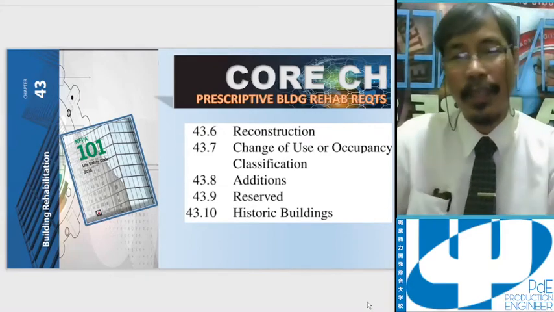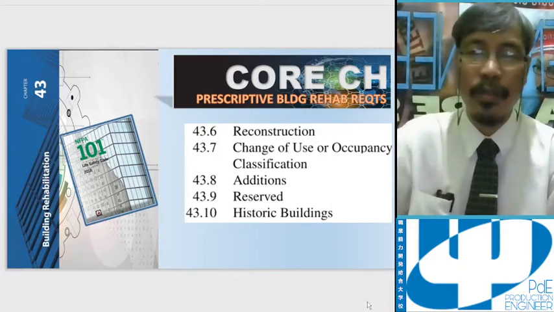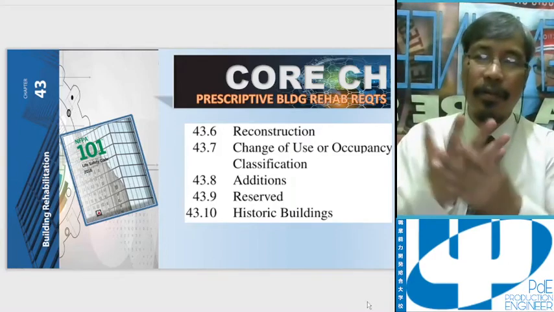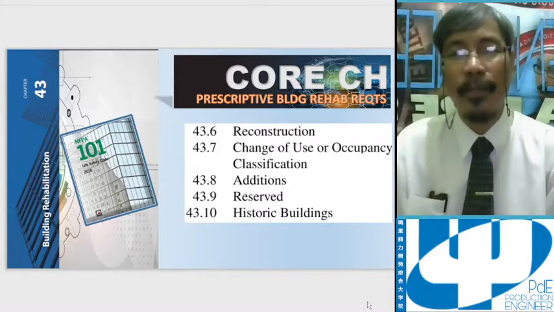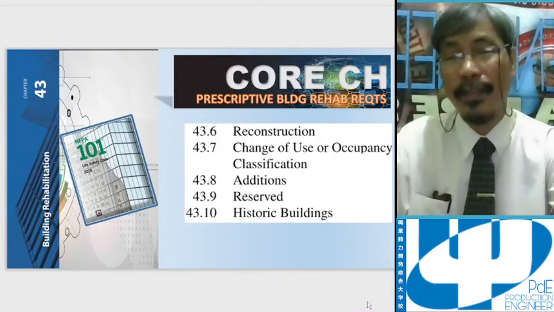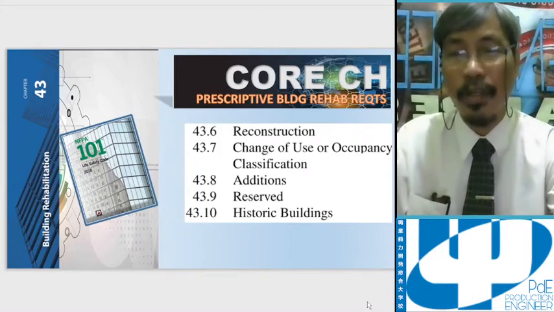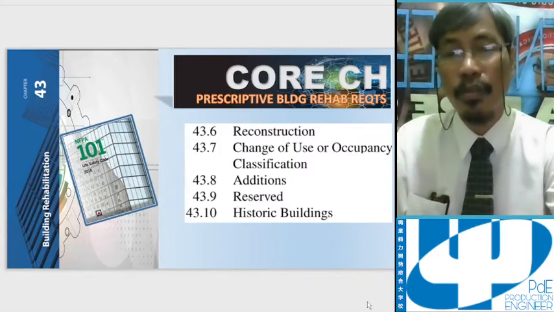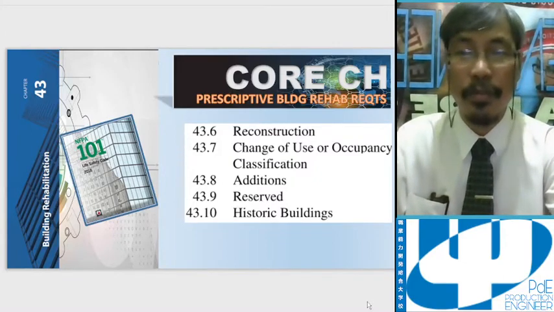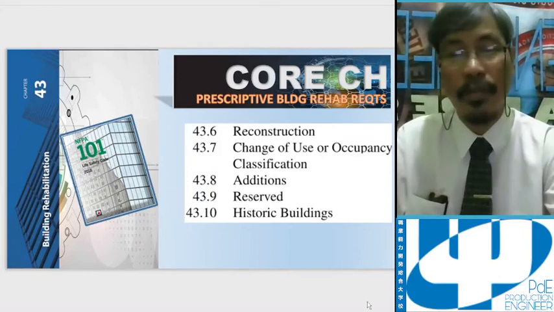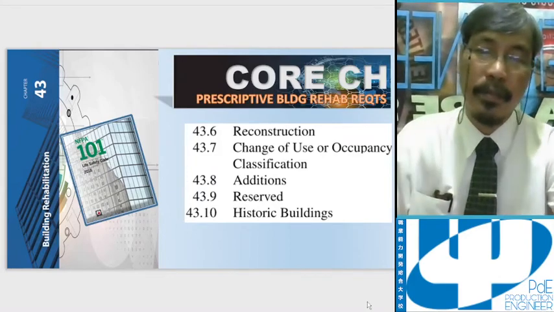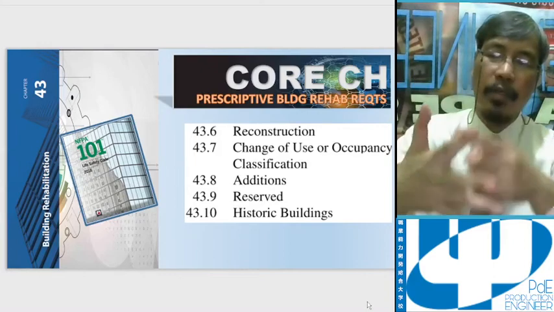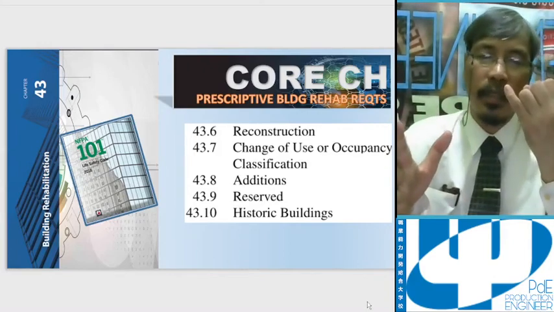So, what are the 3Rs? Repairs, renovation, reconstruction. M, modification. A, addition. So, you can easily remember that. Again, 3Rs: repairs, renovation, reconstruction; modification is M, A is addition, then historic building, and change of use or change of classification of occupancy. That's all.